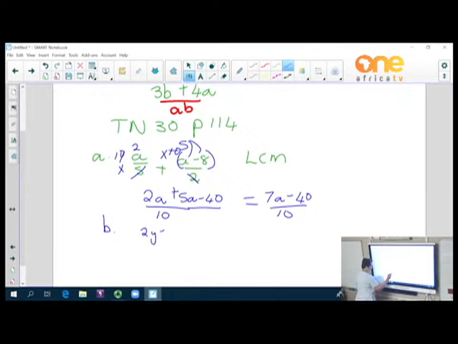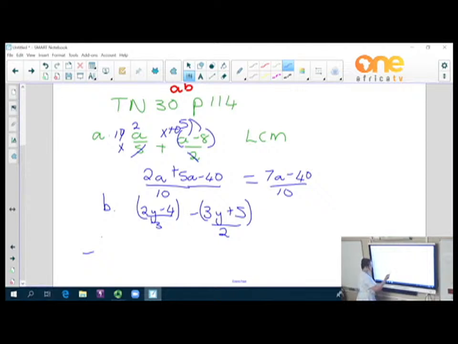Number B. (2y minus 4)/3 minus (3y plus 5)/2. I'm going to put brackets around here. It just makes it easier to see what you are doing. This is subtraction. I need the LCM. That's what I need every time. In this case, the LCM is 6. So I multiply with 6 and I multiply with 6 and cancel. With the algebra, this is a very necessary step to do. So now I multiply there and I have 4y minus 8.